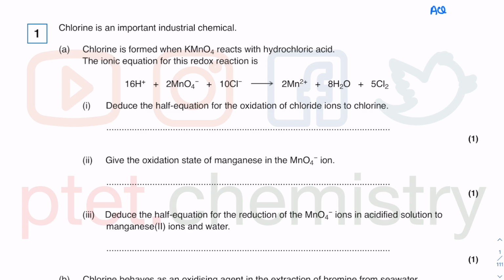In this tutorial video, we'll go through this AQA topical question. This is specifically on redox changes, redox chemistry. So in this question, chlorine is an important industrial chemical.